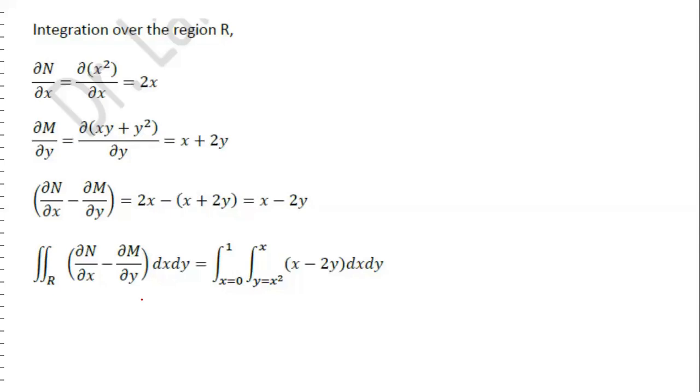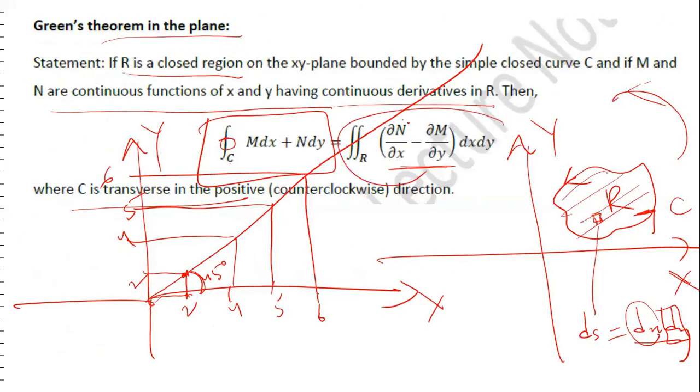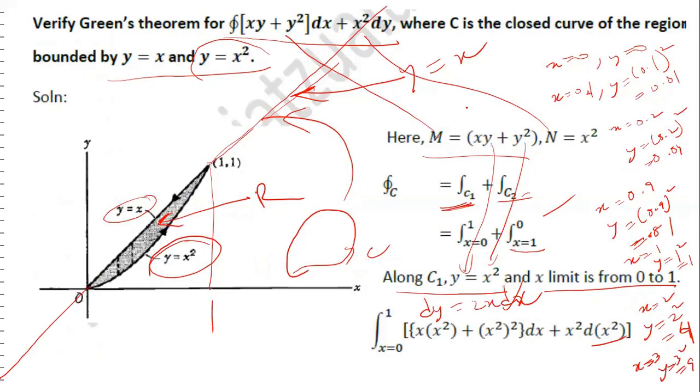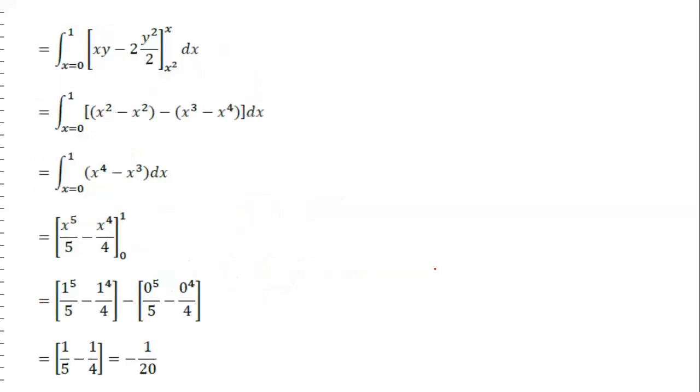Now integration over the region. Again, the right hand side is simple. N value and M value are given for the problem. So you just differentiate. N value is x squared, M value is this. This is what you are going to get. And here dx dy. You have to integrate for y and x values going from 0 to 1. So simply you will get this result.